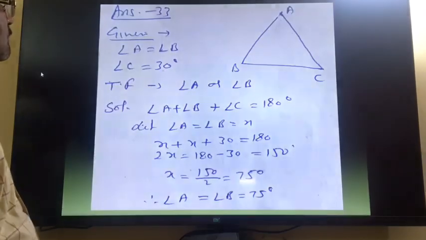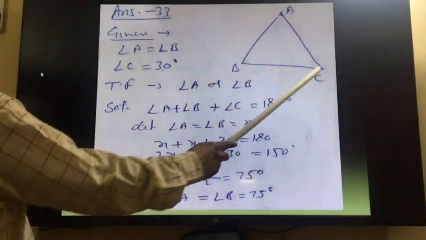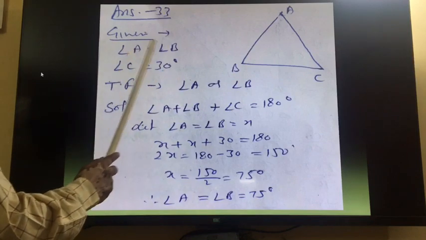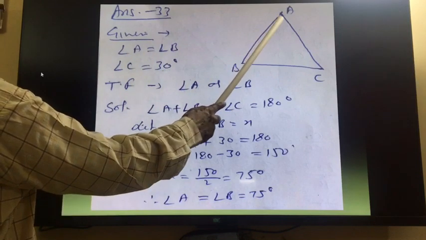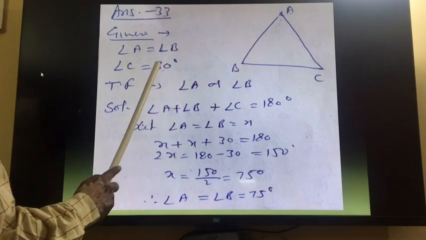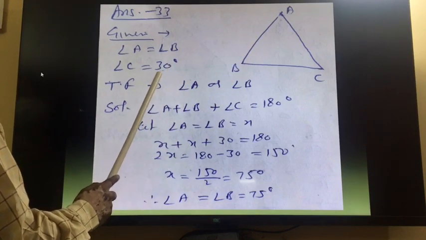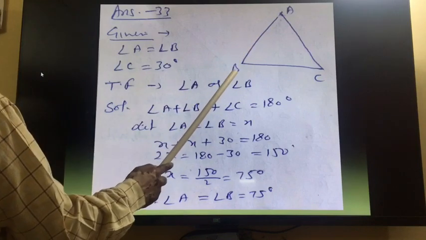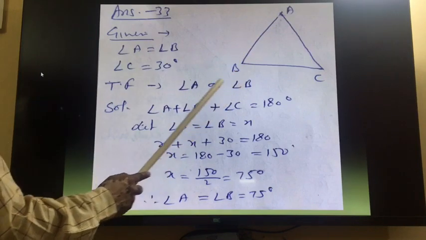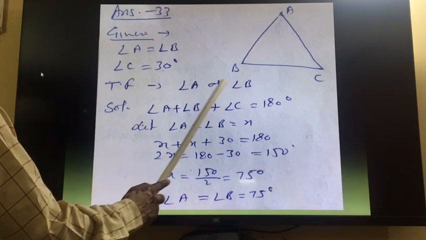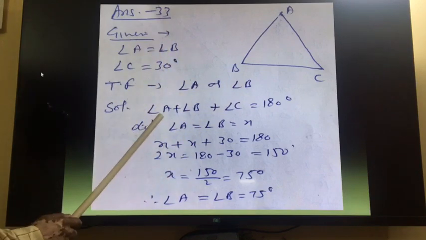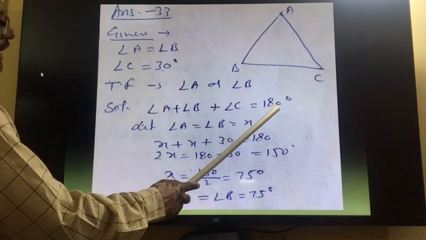So see, ABC is a triangle given. In this triangle, two angles are equal. It means let angle A is equal to angle B. So angle A is equal to angle B, and the third angle is equal to the given 30 degree. We have to find out either the value of angle A or angle B. Right? Because these two are congruent. Congruent means two angles are equal, A is equal to B. So you know the sum of all three angles is 180 degrees.